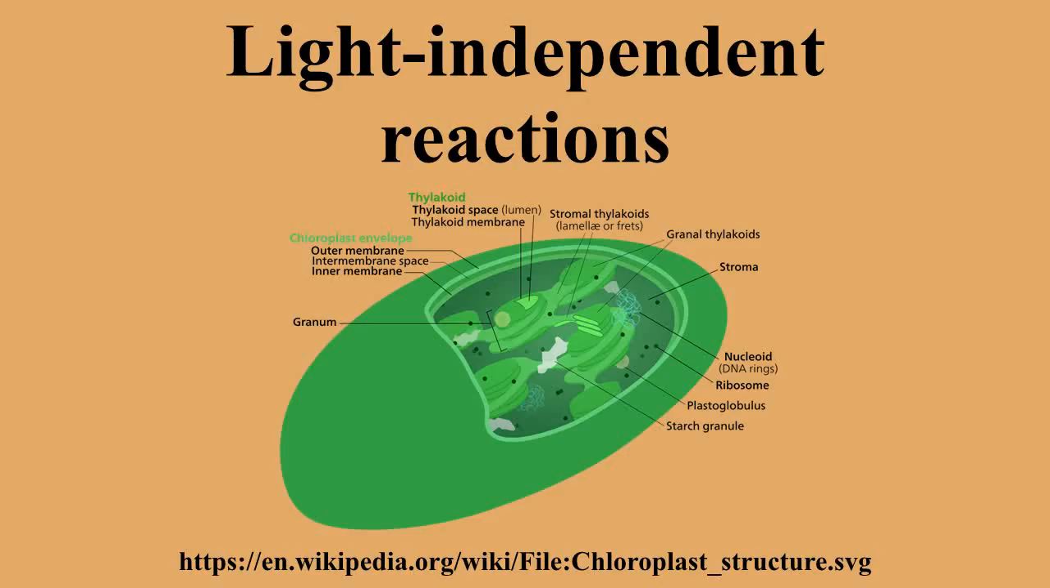Rubisco also reacts competitively with O2 instead of CO2 in photorespiration. The rate of photorespiration is higher at high temperatures. Photorespiration turns RuBP into 3-PGA and 2-phosphoglycolate, a 2-carbon molecule that can be converted via glycolate and glyoxylate to glycine. Via the glycine cleavage system and tetrahydrofolate, 2 glycines are converted into serine plus CO2.